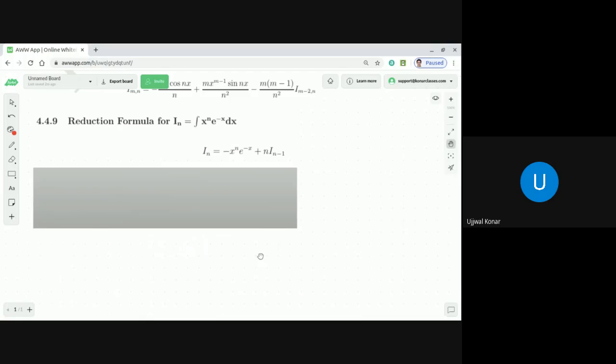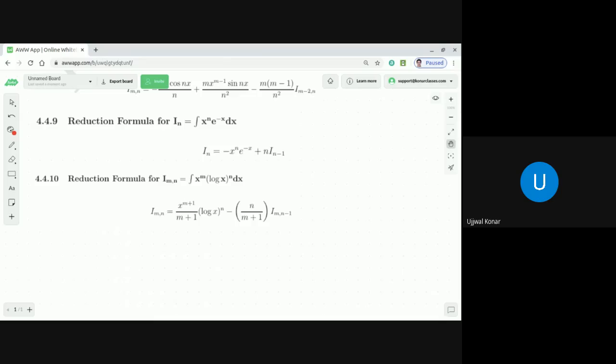As you see, there are 2 parameters. One is m, which is the power of x, and another one is n, which is the power of log x. So if we define this integration as Imn, that is, if Imn is equal to the integration of x to the power m into log x to the power n dx, then Im comma n is equal to x to the power m plus 1 by m plus 1 into log x to the power n minus n by m plus 1 into Im comma n minus 1. Correct now?